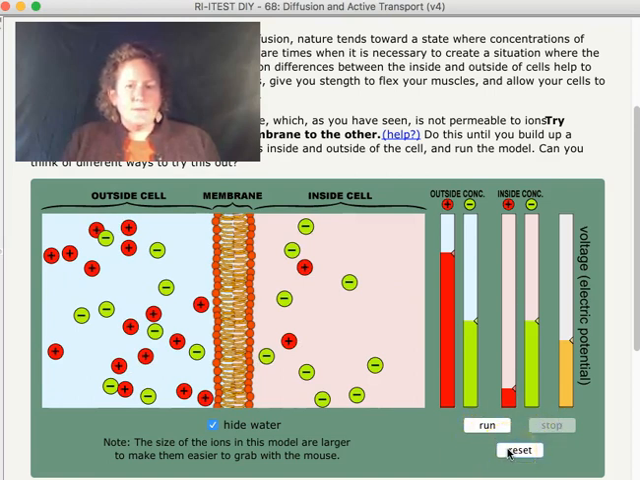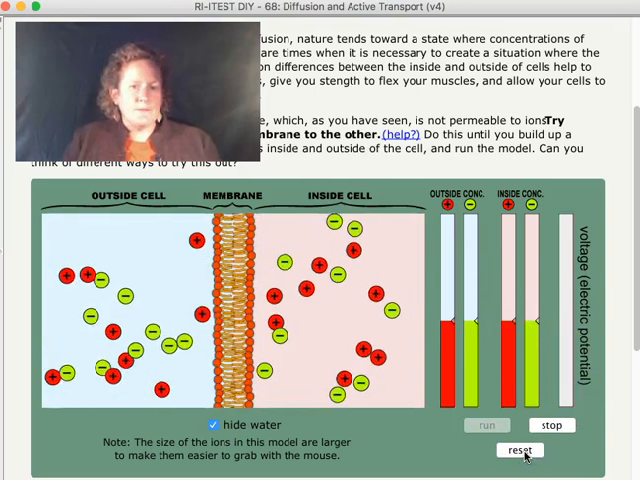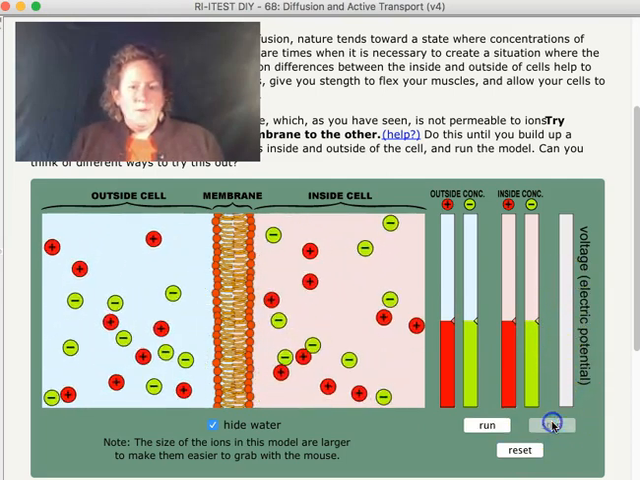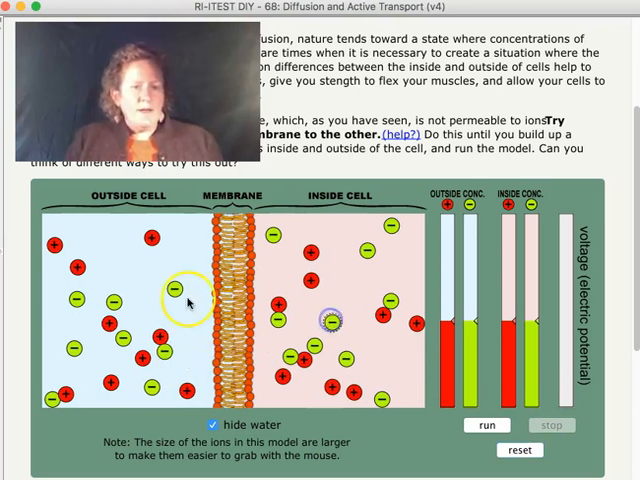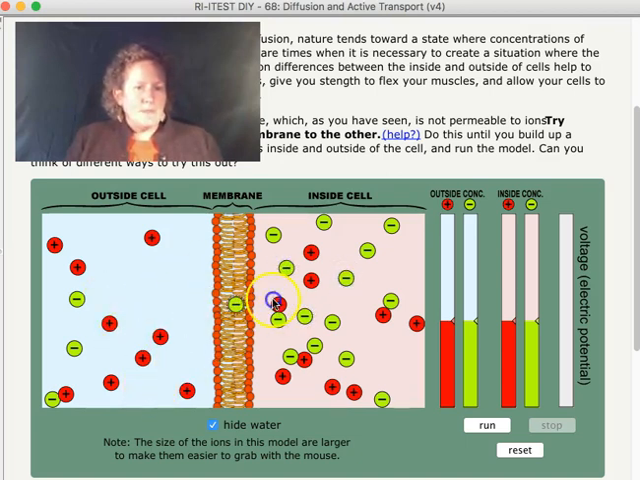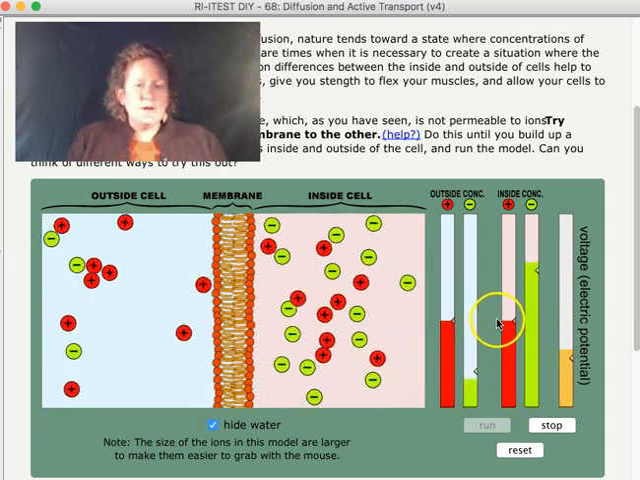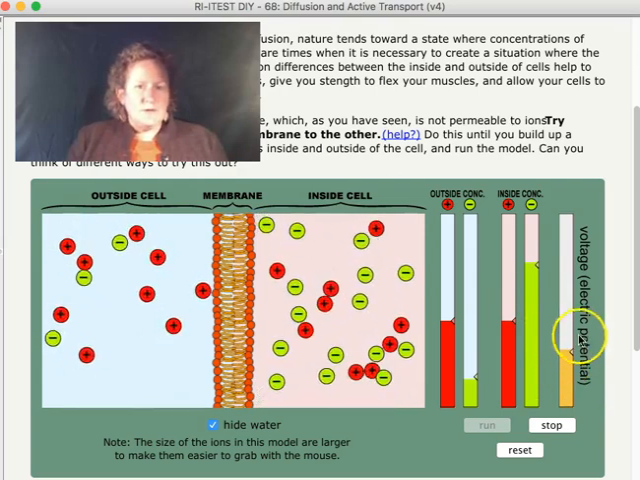and we reset everything, watch the electric potential and watch these concentrations. Everything's even now and there's no electric potential. But when we set it up, when we move ions, and I'm moving ions here by active transport, I'm using energy to move these ions across the membrane through a pore. Now I'll run it. You can see the concentration differences occur and we get a voltage potential.